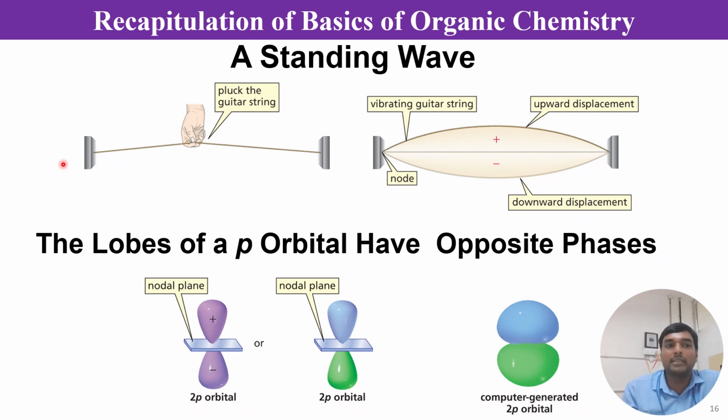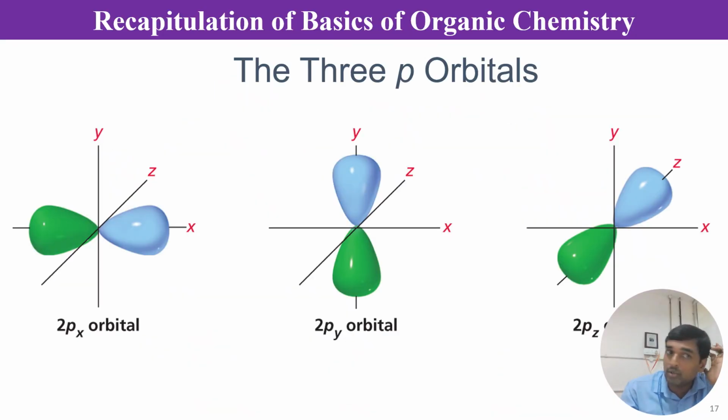Suppose you have a guitar, and in that wire, if you touch it, stretch it and leave it, you'll see that it will move just like waves. If we see these waves moving in the upward direction, we can call it a positive lobe, and when it moves in the lower direction, that can be called a negative lobe. And the two corners where the displacement is minimum, that is called the node point. Electron density will be the lowest there.